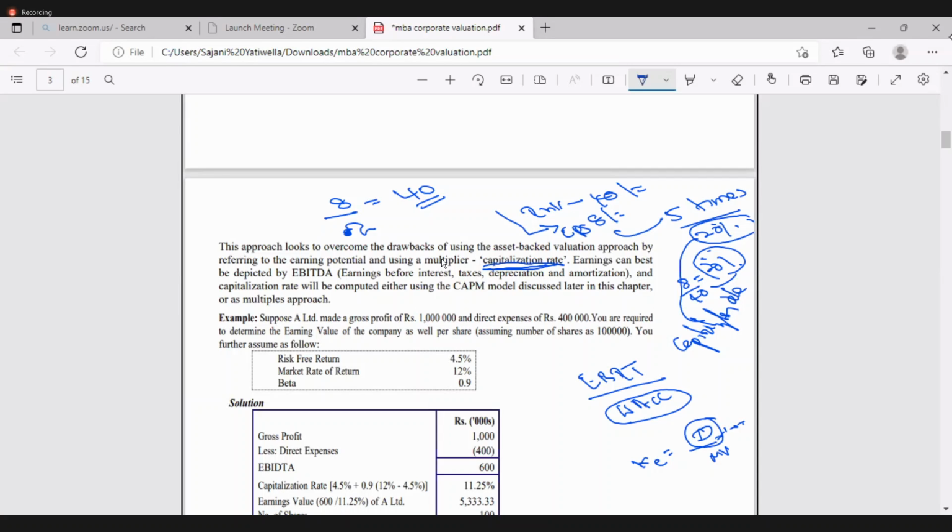Likewise, if the company's dividend payments are not clear, or there is no resource regarding that dividend payment, in such a case we can use the capital asset pricing model. According to the capital asset pricing model: risk-free rate of return plus beta value multiplied by risk premium. Risk premium means return on market portfolio minus risk-free rate.